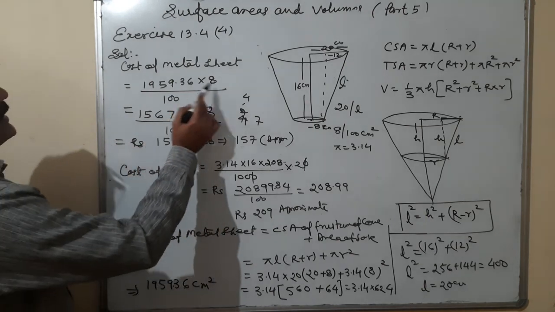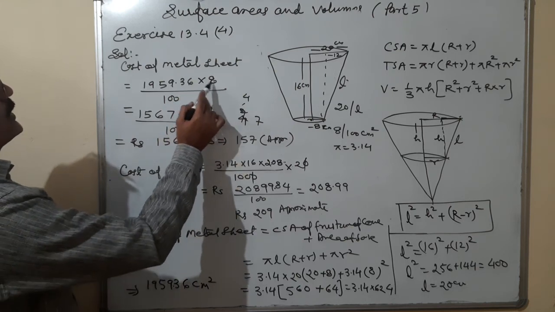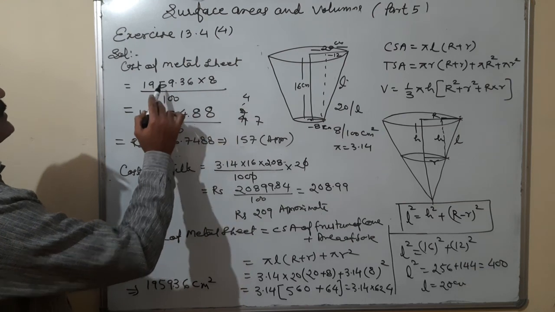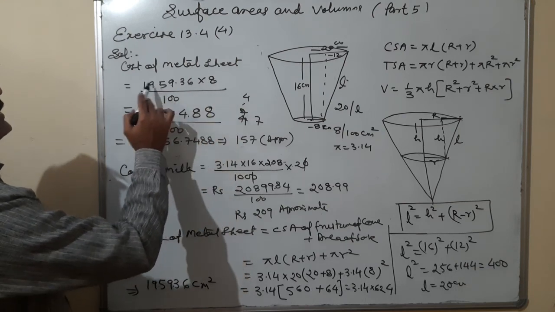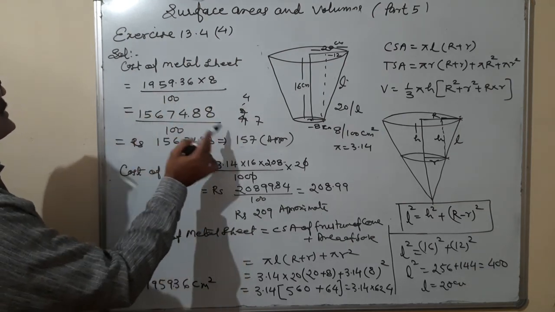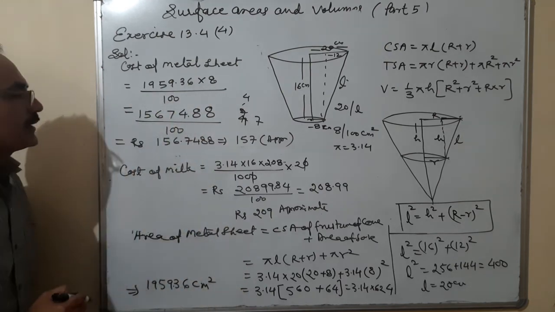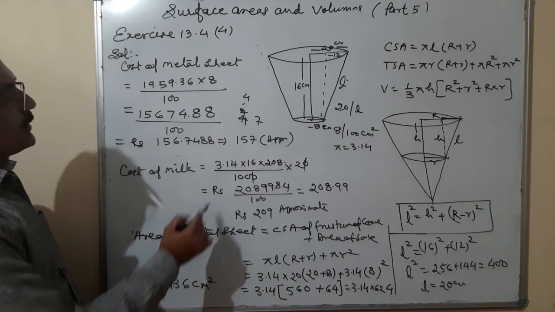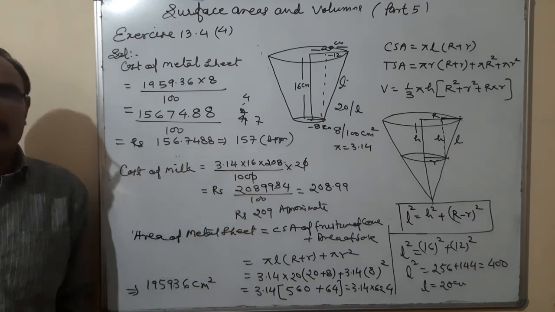Okay, so multiply: 8 6s are 48, 4, 8 3s are 24, 28, 2, 9 7s are 72, 74, 7, 8 5s are 40, 47, 4, 8 9s are 72... 76, 7, 8 7s are 56... 15. Okay, so now there are two answers. One is 209 approximate and one is 157 approximate.